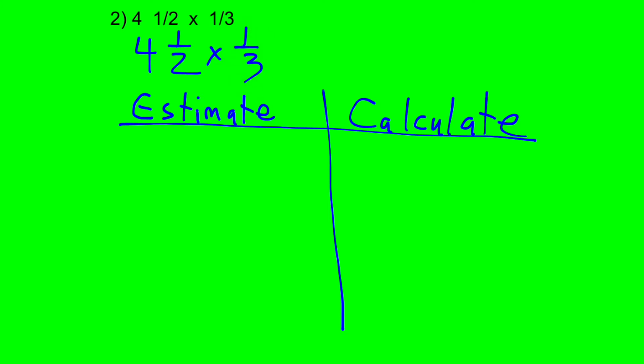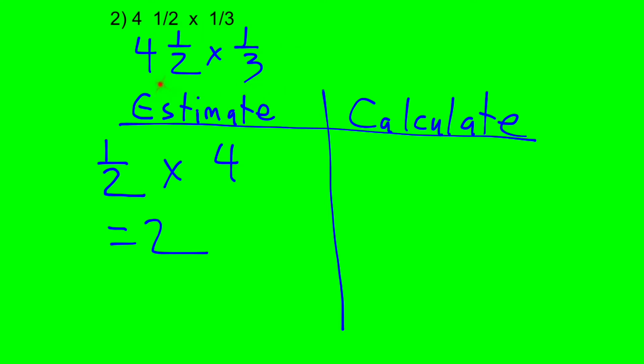1/3 is closer to 0, but if I multiply by 0, I'll get an answer of 0. So I'm going to do something different here. I'm going to say, you know what? 1/3, that's pretty close to a half. And if I'm taking a half of something, that's like chopping it in half. So I'm going to round this to 4. And I'm going to take a half times 4, or a half of 4. And a half of 4 is 2. So I'll say my answer will be somewhere around 2.